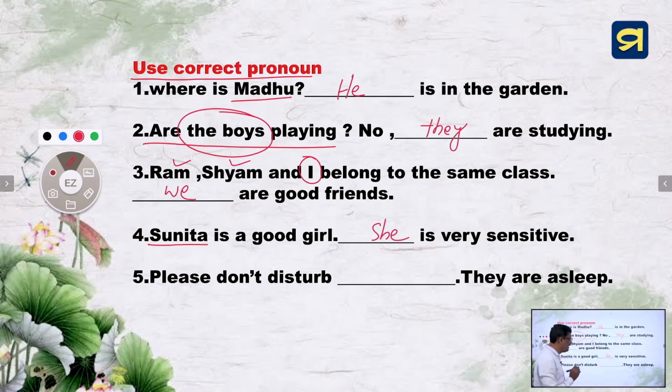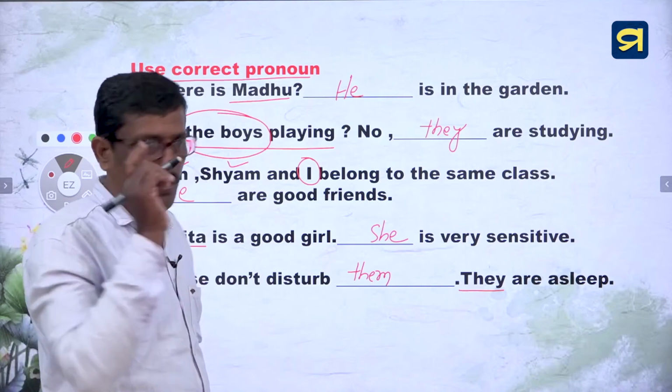Please don't disturb them. They are asleep. And you have to use the objective case for they. So what is used here? Very good. Them. Don't disturb them. So in this way, we have to use pronouns.